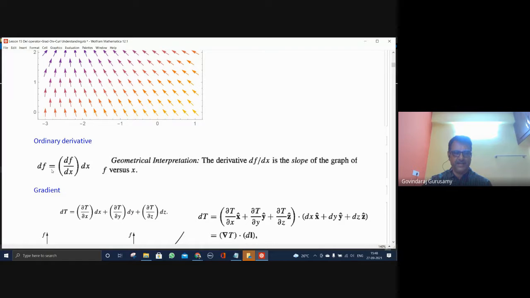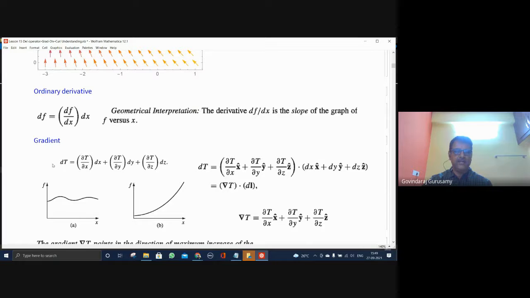df can be written as, please note, df by dx into dx. The geometrical interpretation is that the derivative df by dx is the slope of the graph of f versus x. The derivative is a slope which is proportional to dx. Okay, this is the proportionality factor. So this is the slope. This is how we will try to interpret it.